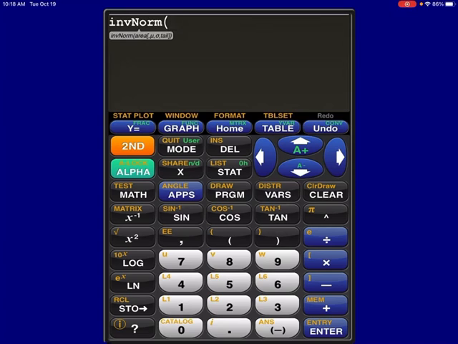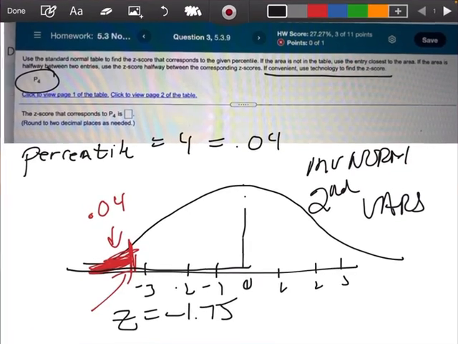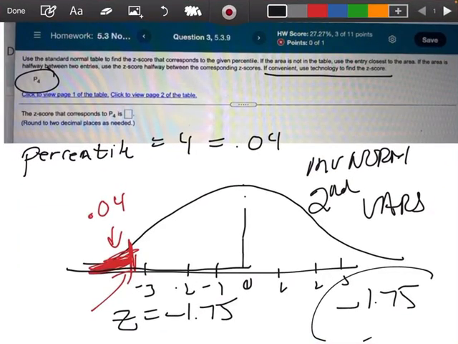Okay, so inverse norm. We said the area to the left was 0.04. And I'm going to hit enter. And if you notice, I'm still coming up with -1.75. So regardless, if I decide to use the table, or if I decide to use, oops, whoa, didn't mean to do that.